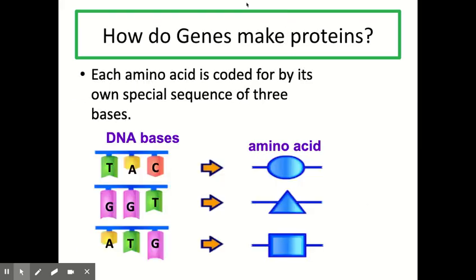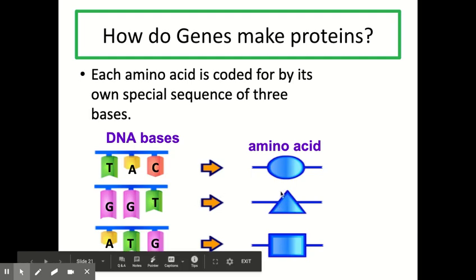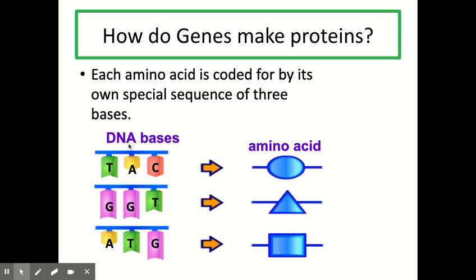So every 3 bases on DNA codes for a certain amino acid. So for example here, we have one set of bases, TAC, which codes for this round amino acid, whereas this other one, so GGT, might code for this triangular one. And finally, ATG codes for the square one. So each amino acid is coded for by its own special sequence of 3 bases, and it depends on the order of these bases which amino acid you get.